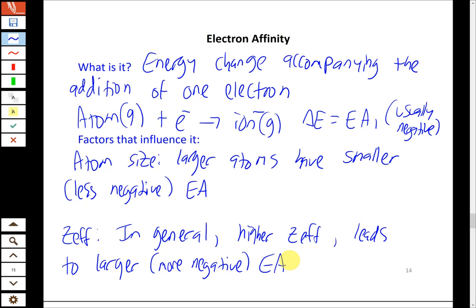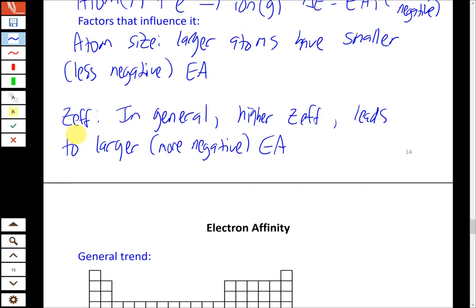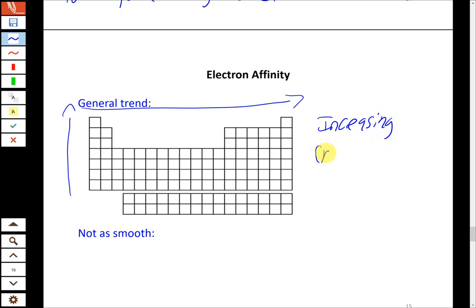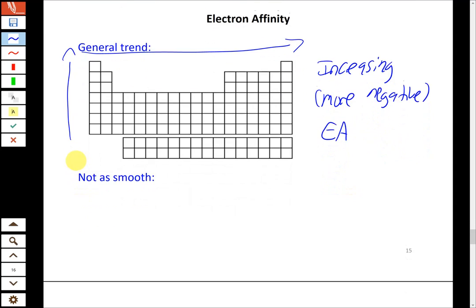All right, so that's what electron affinity is, and the general trend is the same as ionization energy. It tends to increase as we go bottom to top and left to right. So basically the same trend as ionization. So that's what I'm showing here is the increasing, or again, more negative electron affinity. But this trend is likewise not very smooth.